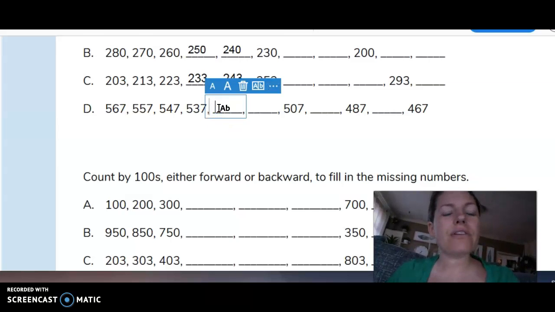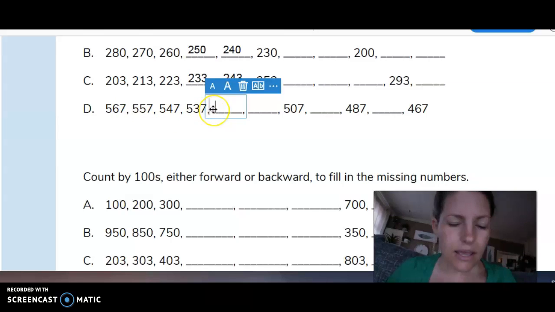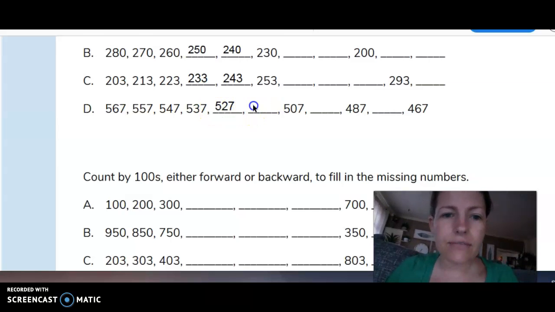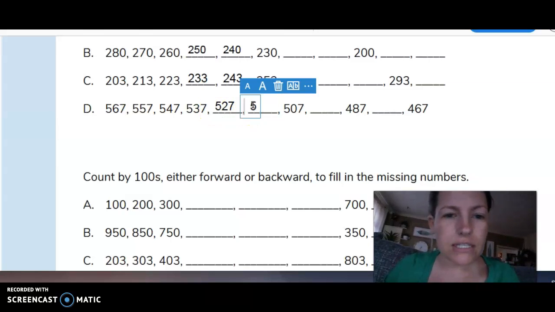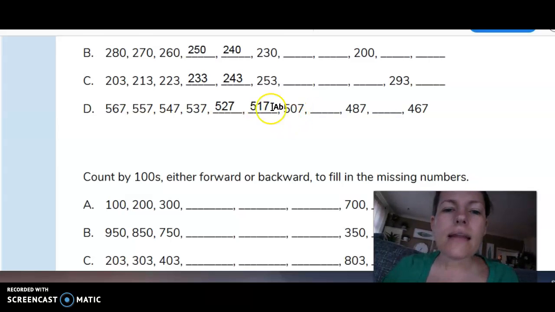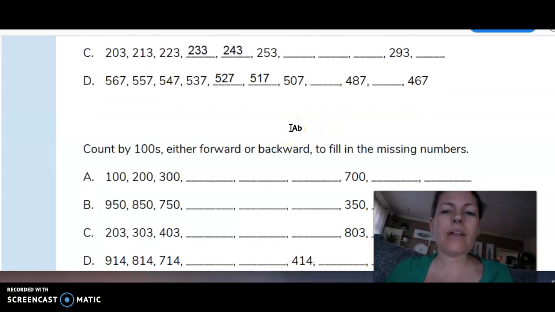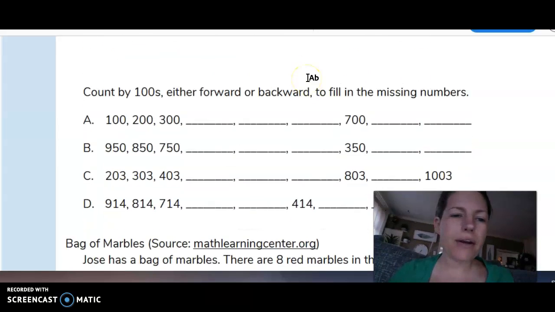So we got 567, 557, 547, 537, 527, 517. Okay, notice how it's getting smaller. Now this is where it gets tricky because we have 0 tens left at 507. So you'll have to count backwards. 507 minus 10 and write that number right here. Okay. All right, I'll let you finish those last 2 numbers in the pattern.